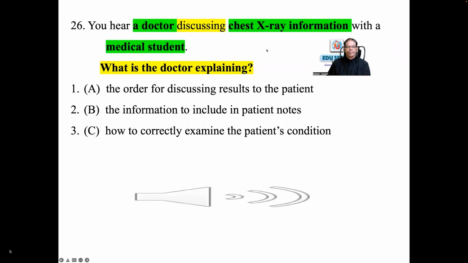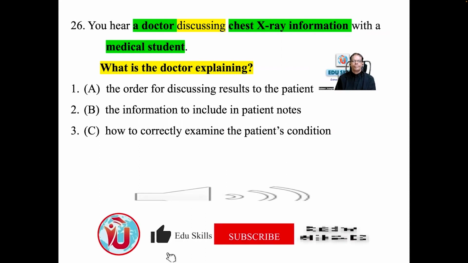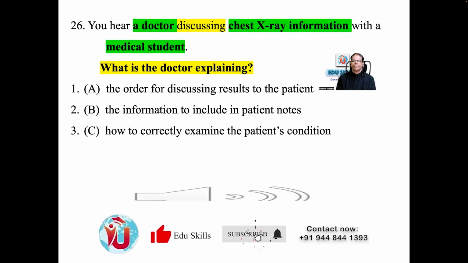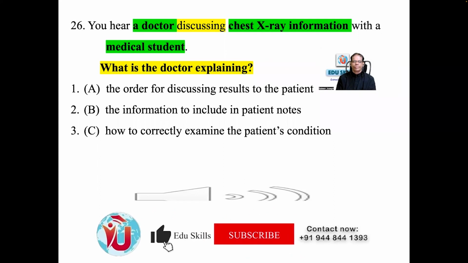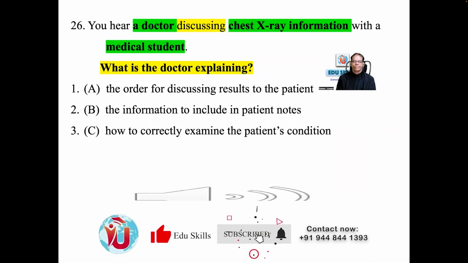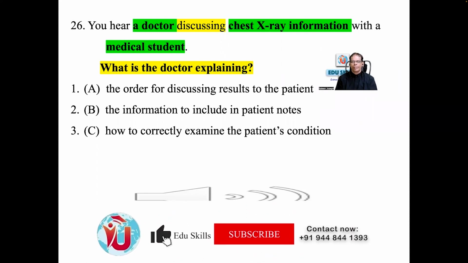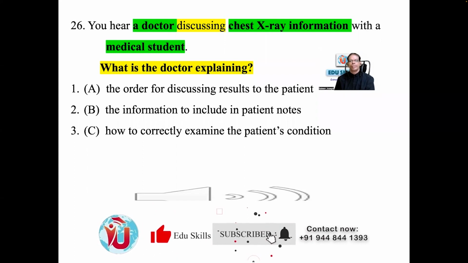Okay. Question 26. Please read. You hear a doctor discussing chest X-ray information with a medical student. What is the doctor explaining? Option A, the order for discussing results to the patient. Option B, the information to include in patient notes. Option C, how to correctly examine the patient's condition. Now you see a doctor discussing chest X-ray information with a medical student.